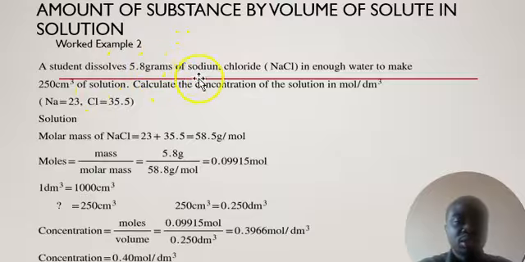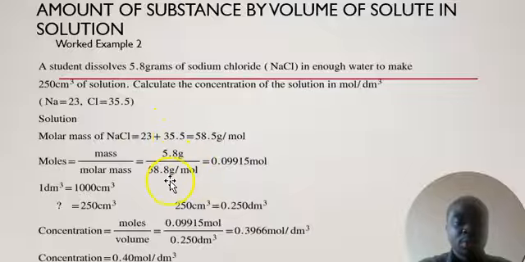The moles wasn't given, so we have to find our moles, our amount of substance. That's the same as the moles we are finding. So amount of substance, which we calculated just before this question, is mass over molar mass. Our mass was given, 5.8 grams. It is here, so we substitute there. Then our molar mass, which is 58.5 gram per mole, is here.